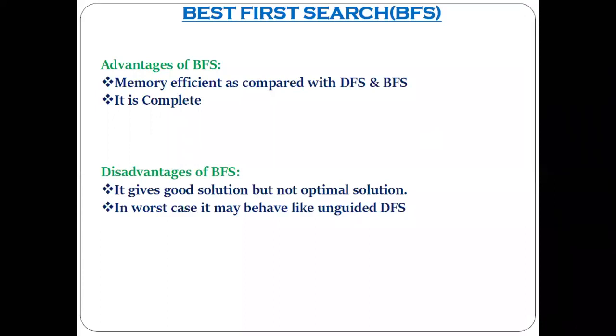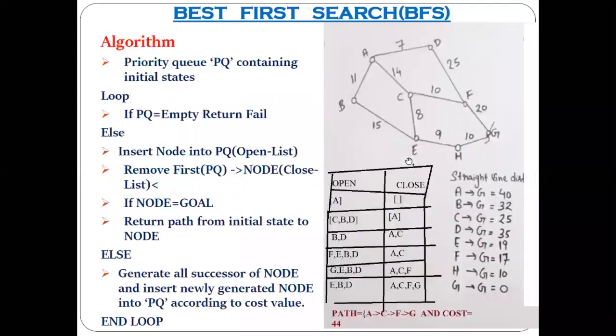Okay, let me clear you. In worst case, it may behave like the unguided DFS. Let me clear you with one example. As I said, informed search technique works on the basis of guidance we get. Correct or not? Means think like this. A means you are at Aurangabad, and you have to reach Nashik. Correct?